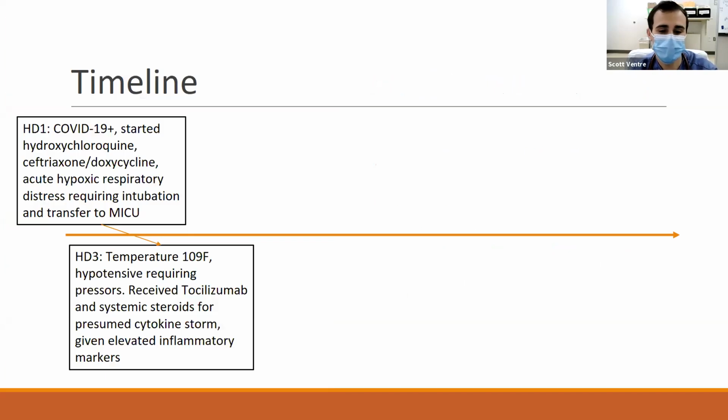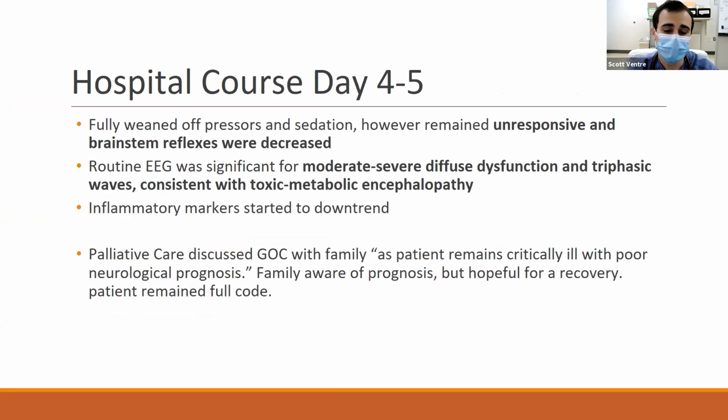So we'll add that to our timeline, highlighting what appeared to be cytokine storm, leading to decompensation and subsequent stabilization of hemodynamics thereafter. In the following 2 days, hospital days 4 to 5, the patient remained hemodynamically stable and was able to be weaned off pressors, and his inflammatory markers started to improve as well. However, his mental status continued to decline, now with decreased brainstem reflexes. It was at this point that a workup was initiated for his altered mental status.